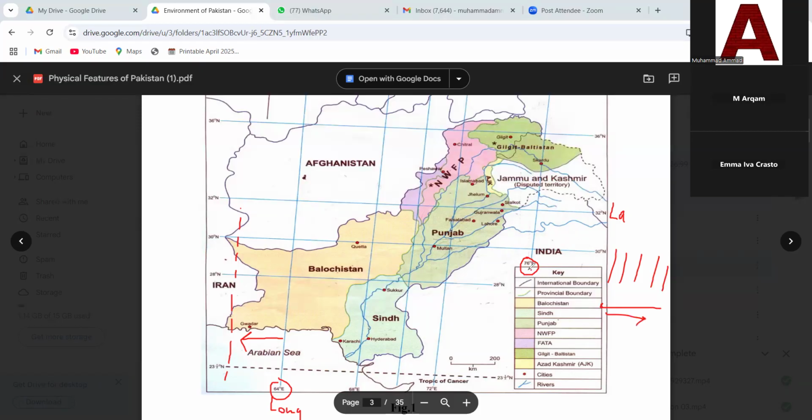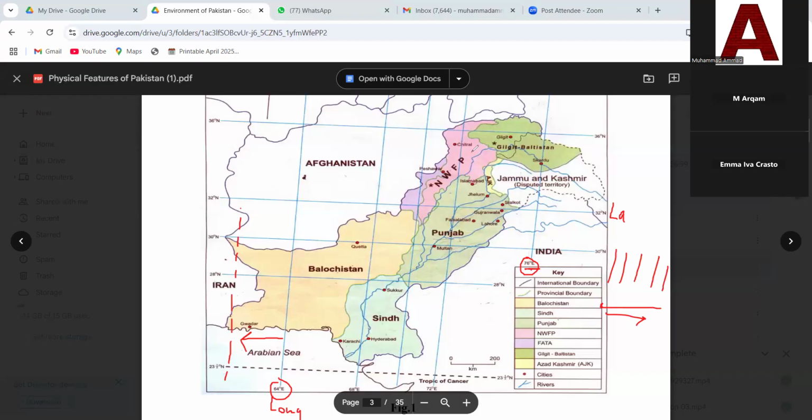This is the reason why we indicate signages like this: 76 east, 64 east, and the country lies between these two longitudes. Does that make sense, guys? Yeah? Okay.